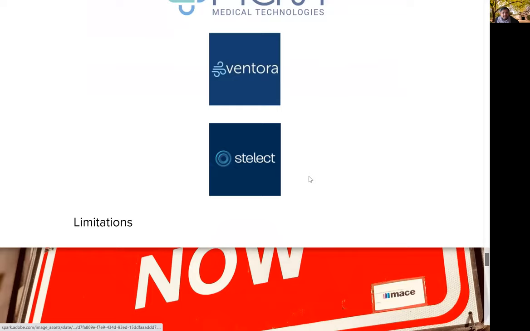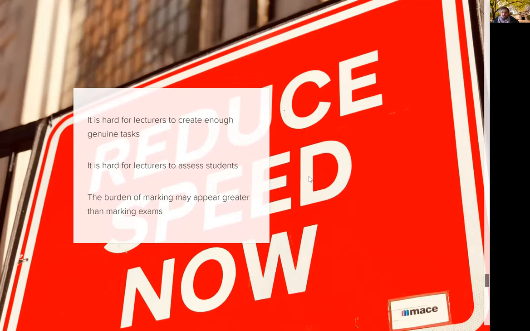Some of the biggest limitations are really teacher focus. It is hard for lecturers to create enough genuine tasks. It's actually hard to provide experience in going to the hospital for every student. It's really difficult to organize these things. It's hard for us to assess the students based on what they've learned, particularly when they learn in a group, you don't know who's learned how much. So differentiating that becomes really hard.